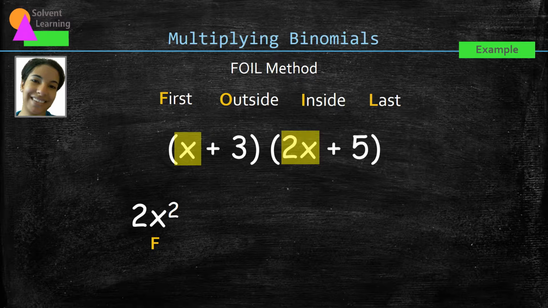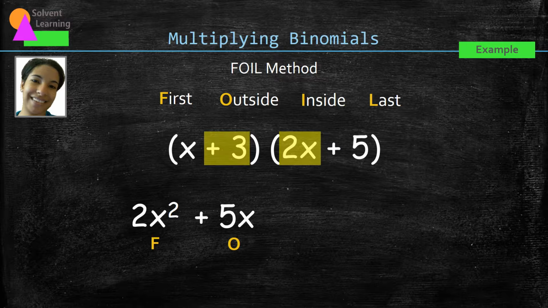Then we're going to multiply the terms that are on the outside. So we have the x and the positive 5. We multiply those together to get plus 5x. So that takes care of the o in FOIL.